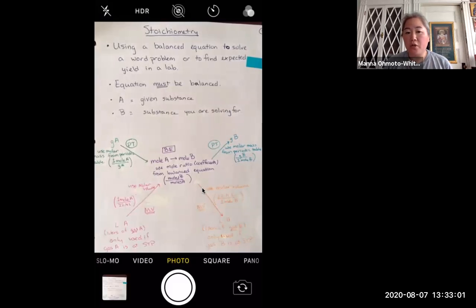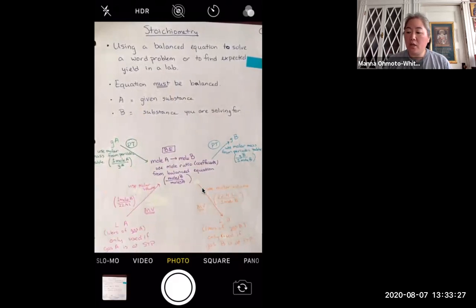So stoichiometry uses a balanced equation to solve a word problem or to find the expected yield in a lab. So first and foremost, your equation has to be balanced. If it's a problem that I'm giving to you, I will give you an already balanced equation, but you may have some textbook work that requires you to first balance the equation and then to use the stoichiometry.